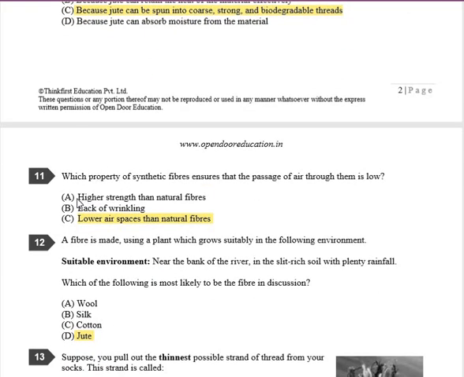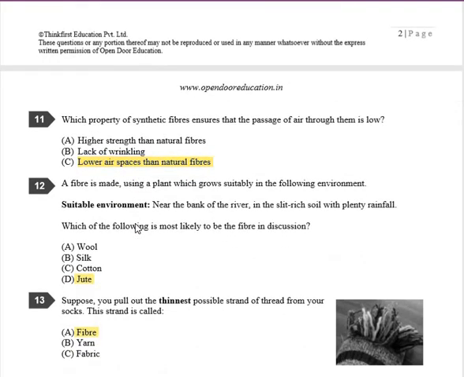Now coming to question number 11. Which property of synthetic fibers ensures that the passage of air through them is low? Higher strength than natural fiber? No. Lack of wrinkling? No. Lower air spaces than natural fibers. This option will be more appropriate, 11C.